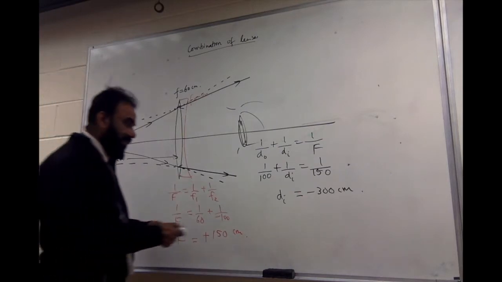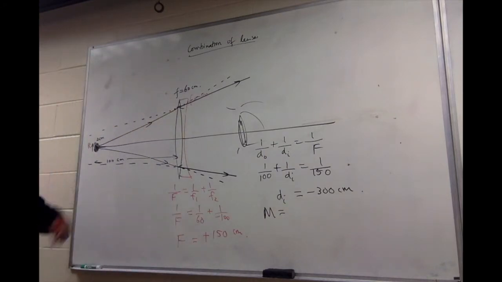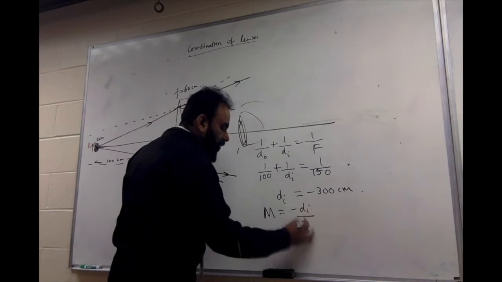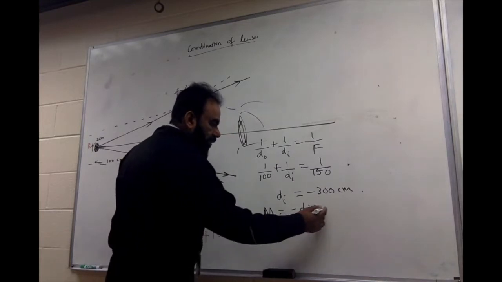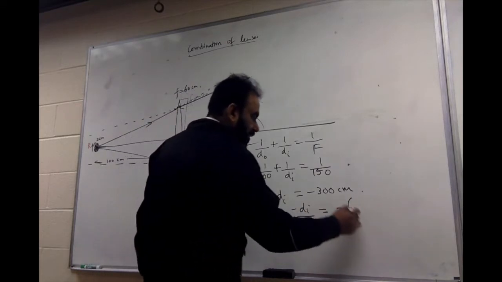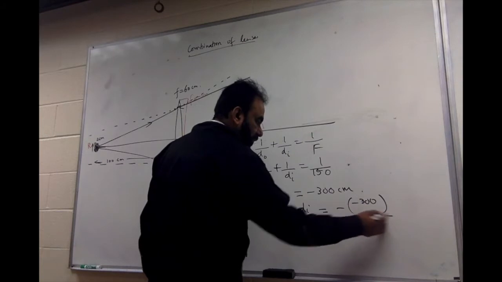What's the magnification now? What's the magnification of that? Magnification is minus di over do. This minus is part of the equation, remember that, okay? And di is negative 300. And do.